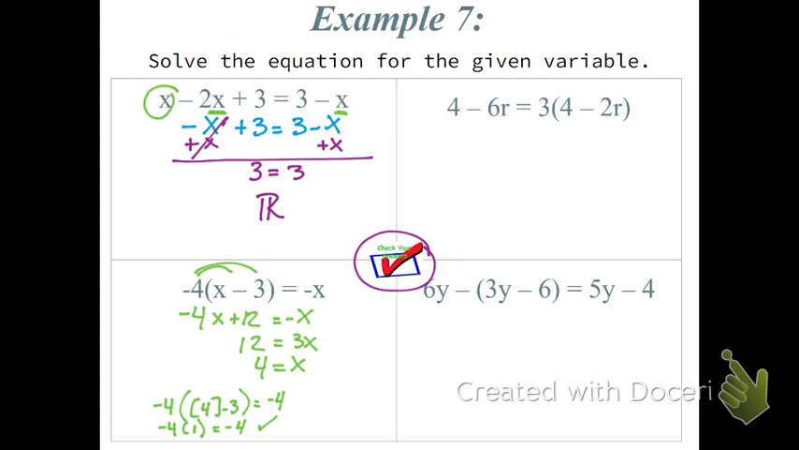Moving on to my next problem, I have a distribution problem again. And then I'm going to try to get all of the variables on one side only by adding 6r to both sides. And when I do that, something kind of weird happens. On the left-hand side, I've got -6r plus 6r, which is 0r, and then 4 plus 0 is 4. And on the right-hand side, same idea, except 12 plus 0 is 12. So I get this false statement. 4 is not equal to 12. So there's no solution here.